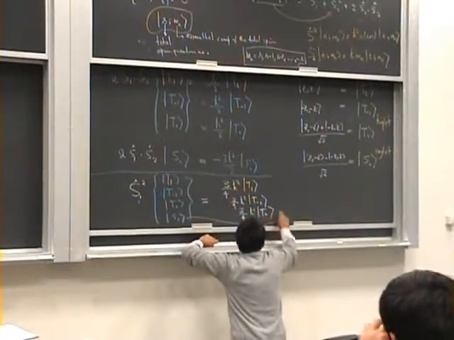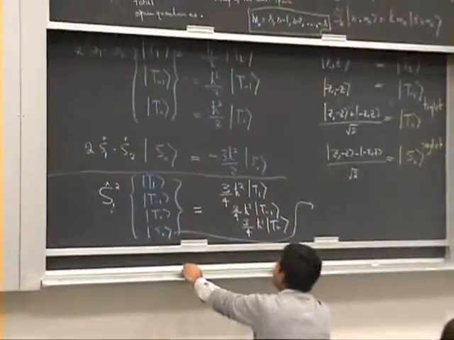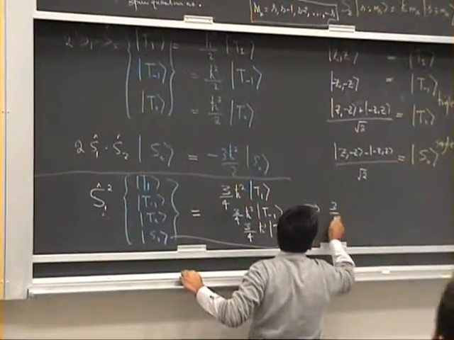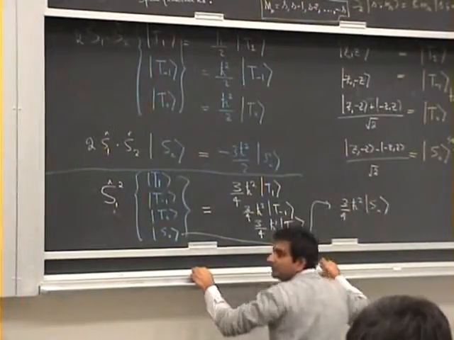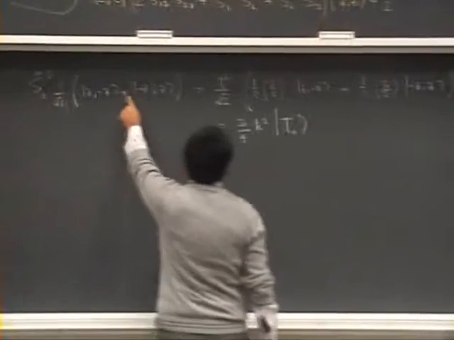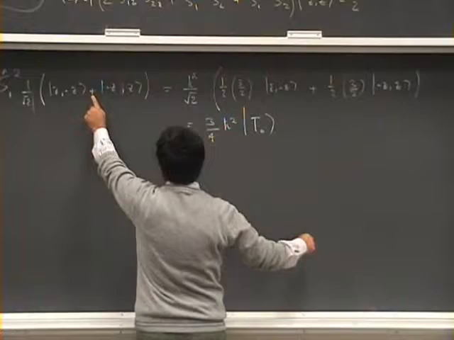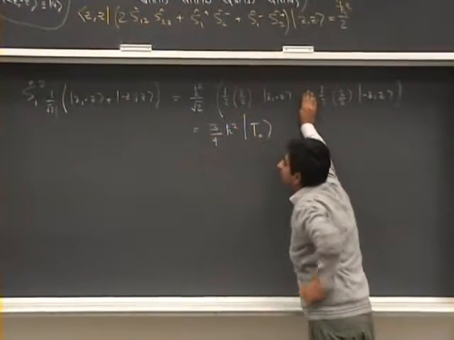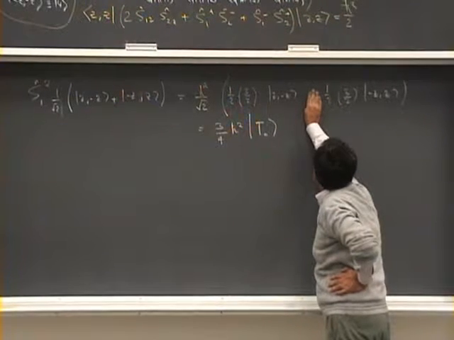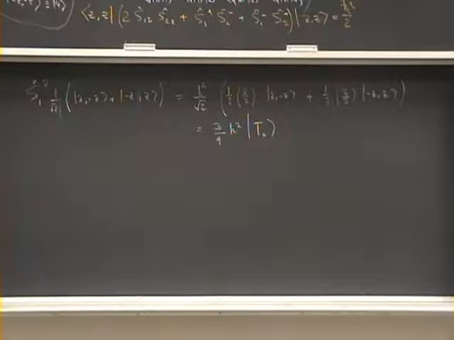And when this S1 squared acts on S naught, I just get 3 by 4 h bar squared S naught, because the only difference is that now I have a minus sign here. If I have a minus sign here, I have a minus sign here, nothing else changes.